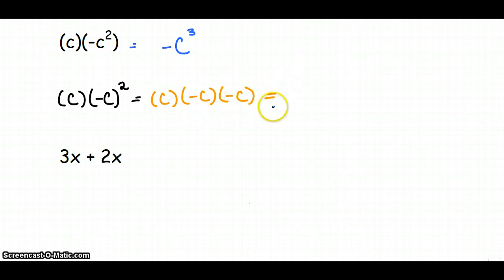So I'm going to have a positive answer. So I'm going to have positive c cubed. Be really careful, the difference is very subtle.